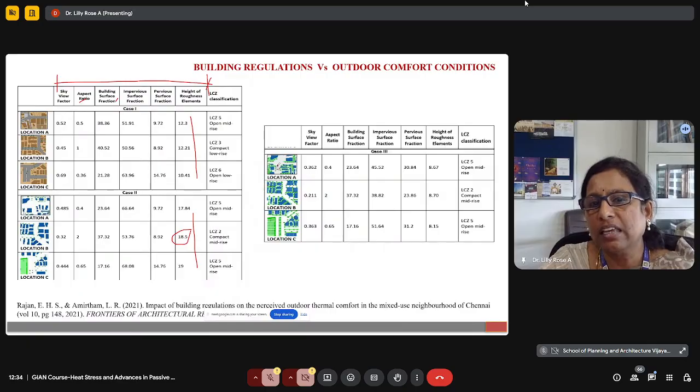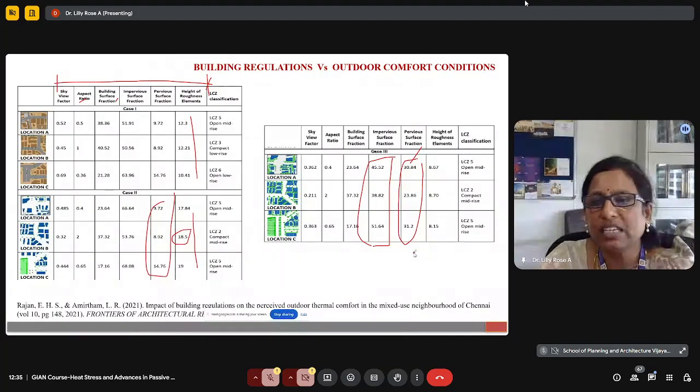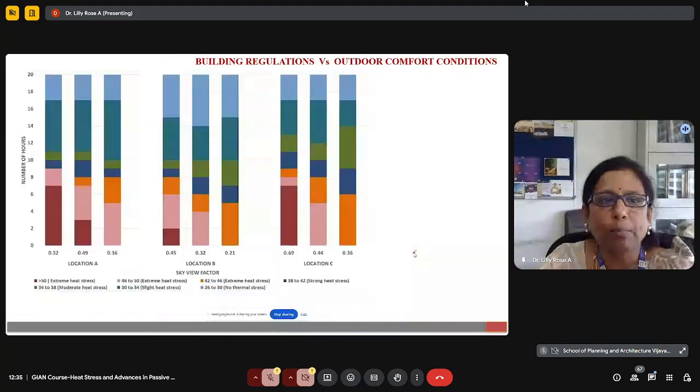In case 3, the green surface fraction was increased, which increased the permeable surface fraction. So you can see that the pervious surface fraction is increased significantly from case 2, and the impervious surface fraction has reduced from case 2. So this enhanced the comfort. So we just try to analyze this, and these were plotted.